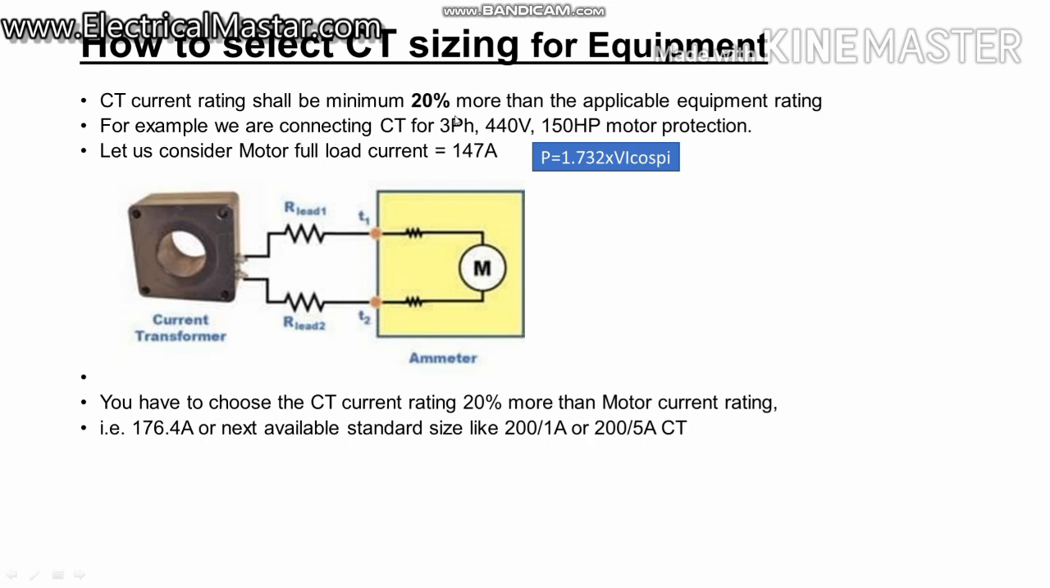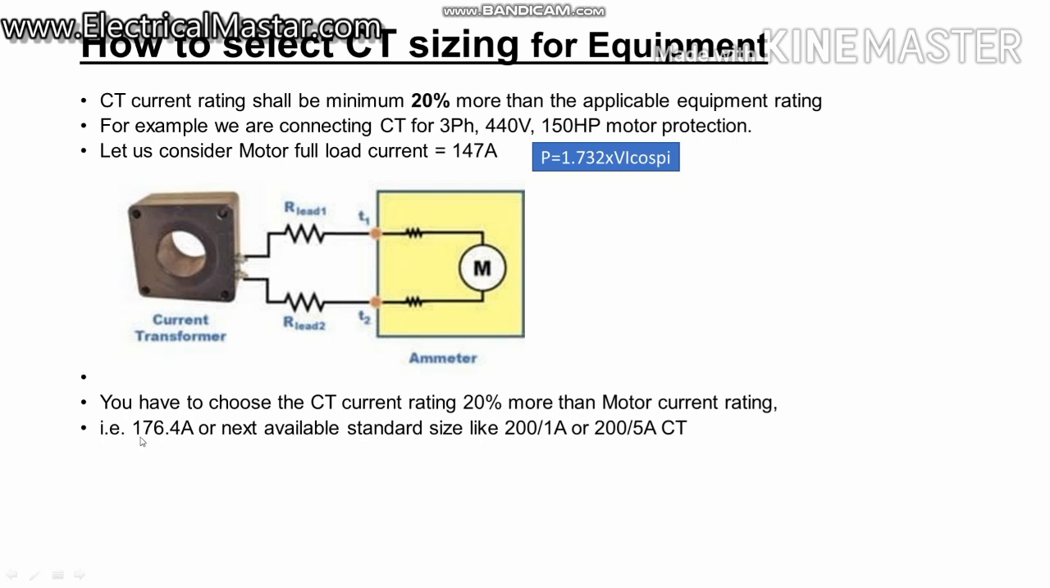Let us consider we are going to connect one CT to a motor feeder, and this motor is a 3-phase motor, 440 volt, and the capacity is 150 HP. Now we will calculate this motor's full load current. We know the general power formula, power equals √3 × V × I × cos φ. Using this formula, I got the full load current as 147 ampere. So 20% greater means 176 ampere.